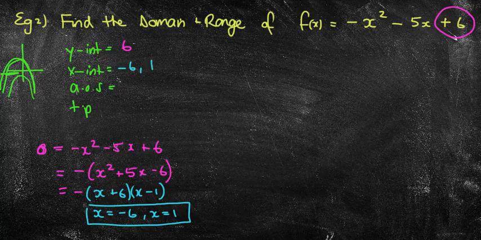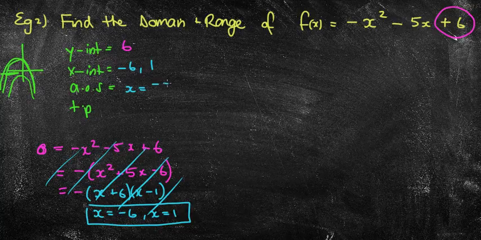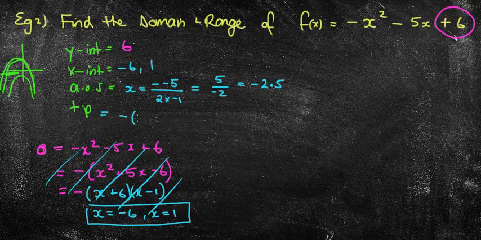So they're my x-intercepts. Now my axis of symmetry, I don't need that anymore. That's all gone. My axis of symmetry is x equals negative b over 2a. Well, b in this case is negative 5. So negative b over 2 times negative 1, which makes it 5 over negative 2, which equals negative 2.5. Okay, and then if I put that back in to find my turning point, we're going to get negative brackets negative 2.5 squared minus 5 brackets negative 2.5 and plus 6.